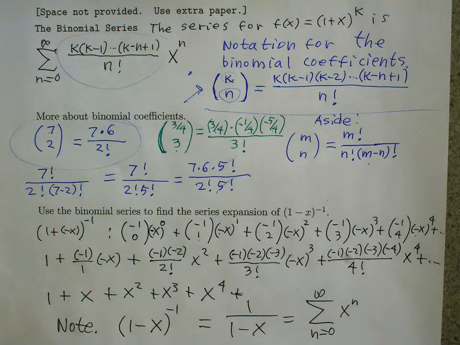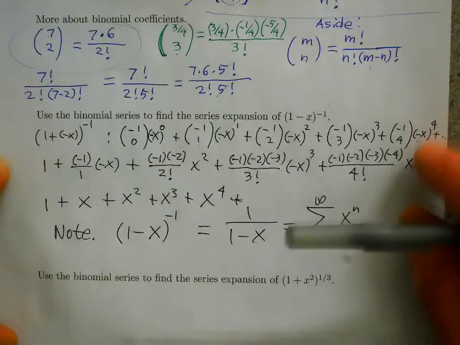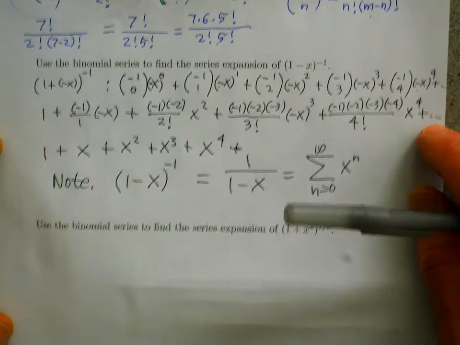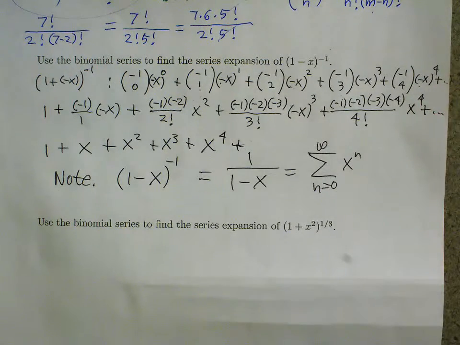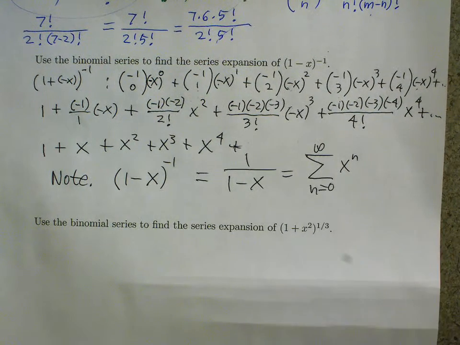Okay, the next example will be a little more involved. So use the binomial series to find the series expansion of 1 plus x squared to the 1/3. Let's hold off on this one. Let's go to the next page, and then maybe tomorrow we can do this one.